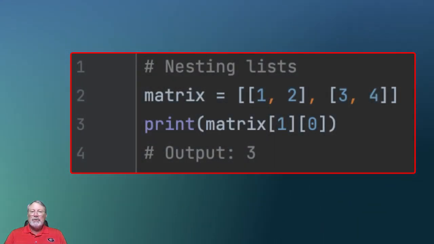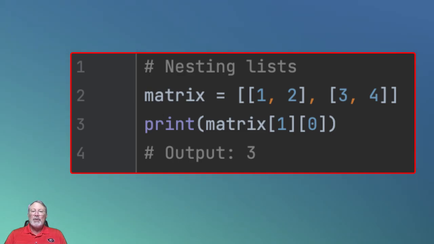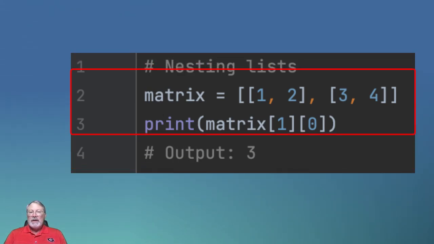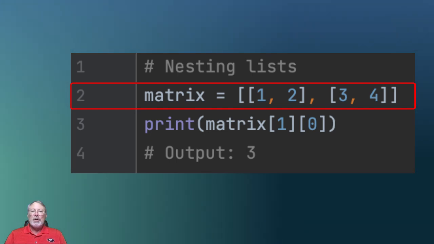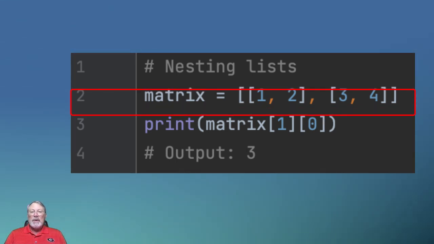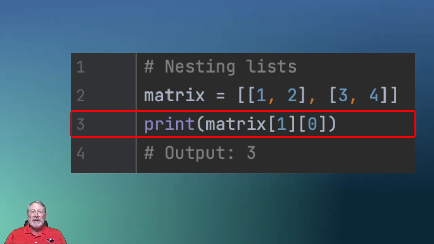Finally, we can also use nesting to store lists within lists. In this example, we have two lists stored within the list called matrix. Note how we provide two indices to get at a list element. The first index refers to the outer list, while the second index refers to the inner list.